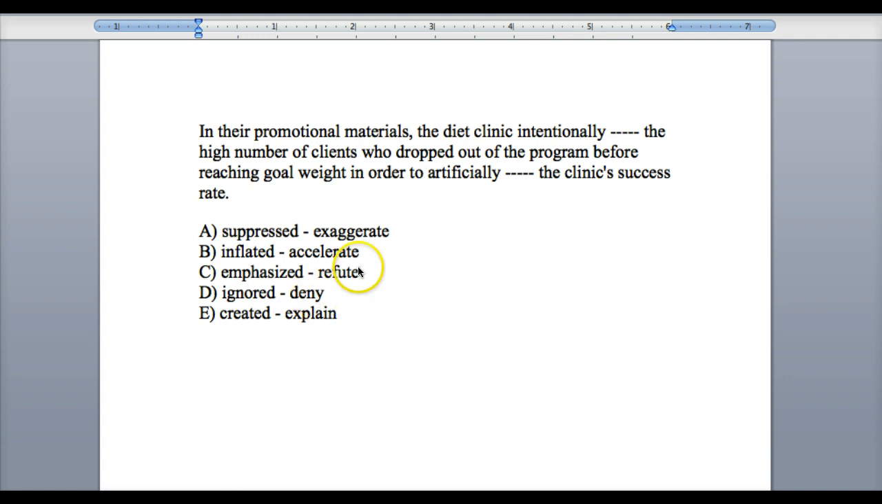So deny and refute the clinic's success rate don't seem to fit. So I can get rid of C and D just by looking at the second half, right? Because I'm looking at the diet clinic. It did something to the high number of clients who dropped out of the program before reaching goal weight in order to artificially do something to the success rate. Well, you'd want, again, the success rate to be good, to be high. All right, so accelerate kind of works, exaggerate works, explain works reasonably well too, but C and D don't.